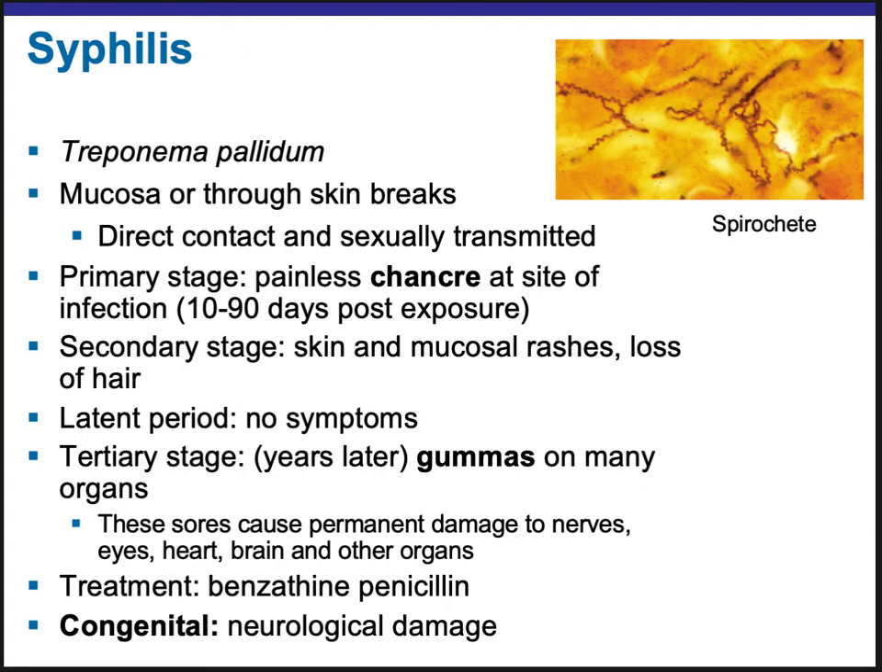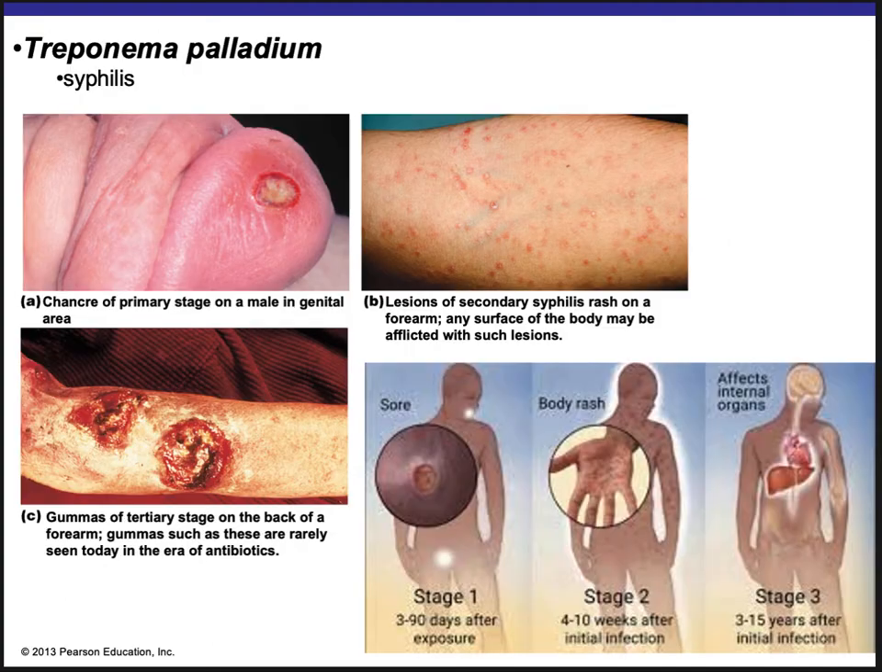Syphilis, hopefully you're familiar with. Treponema pallidum. Any of the mucosa can be infected, and any break in your skin can also be infected. Direct contact and sexually transmitted, right? So this disease actually has 3 stages: primary, secondary, and latent. The primary stage is a painless canker at the site of infection. We have an example here.